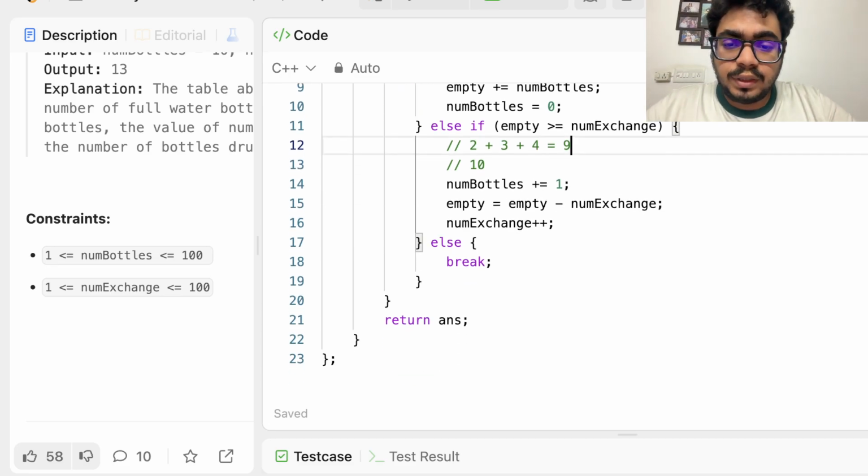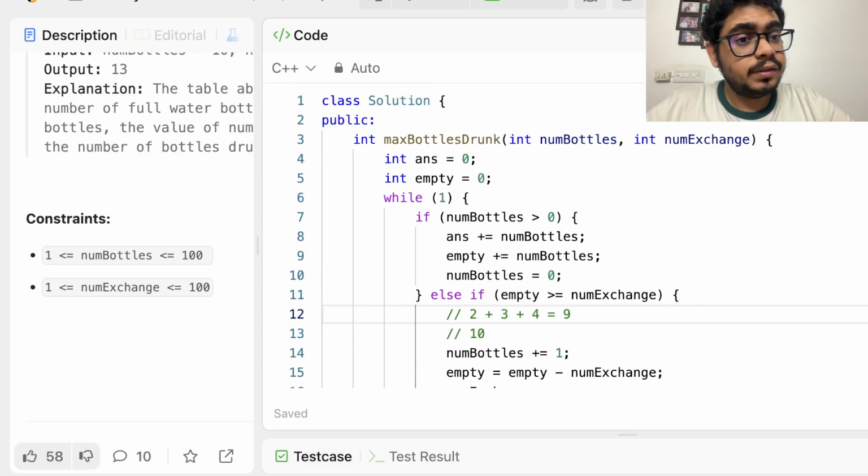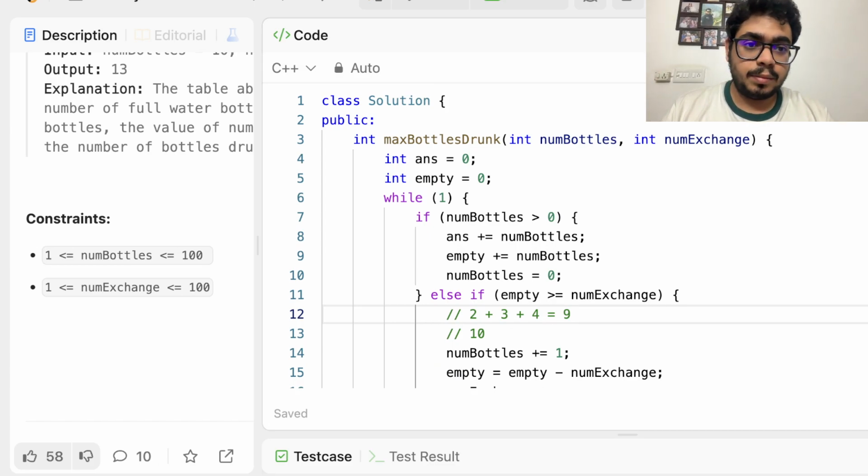Cool, then. So that was the simple idea of solving this second problem. Let's discuss the third problem now in the next video.